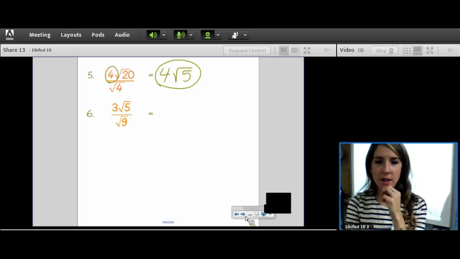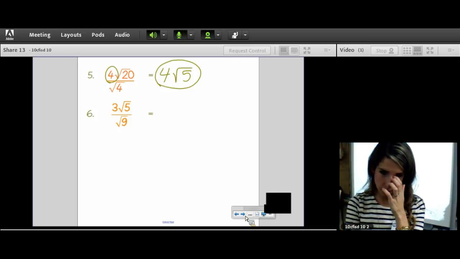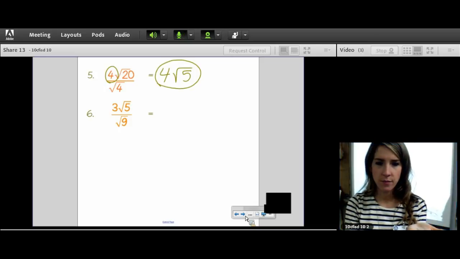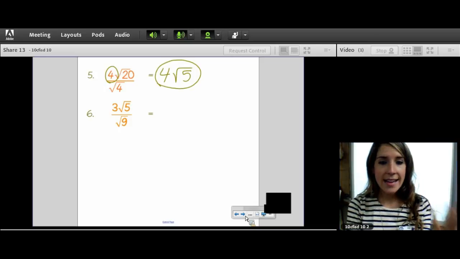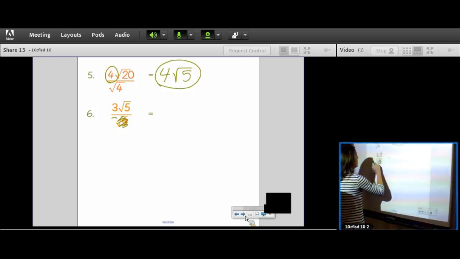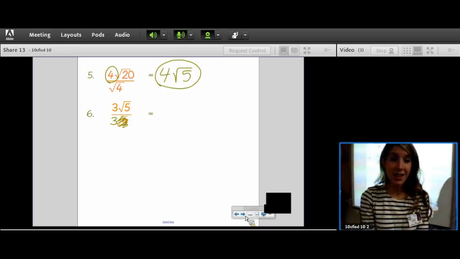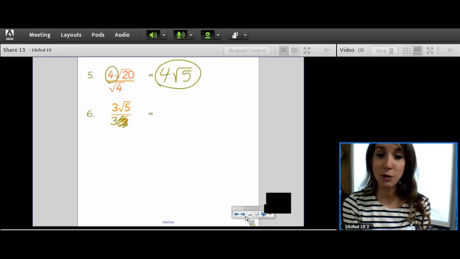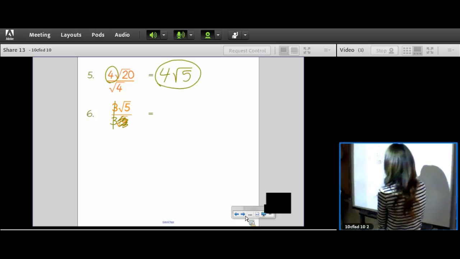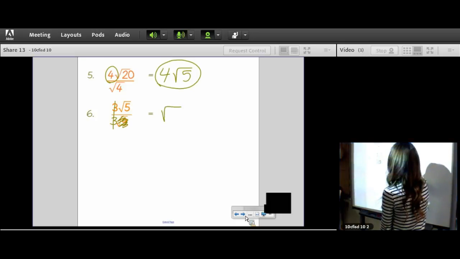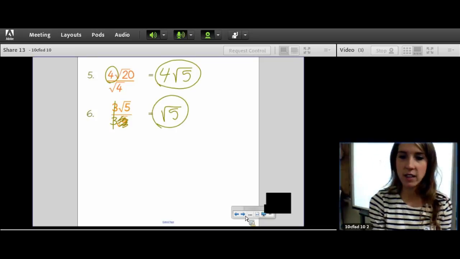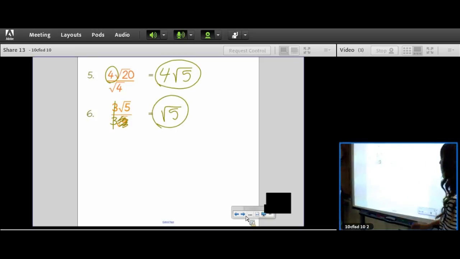I spy something on number 6. What is the square root of 9? It's a perfect square. So instead I'm going to write 3. What happens to 3 is you use your regular division rules that you learned. Put them to use. Wow, so the answer is just 35. Final answer.